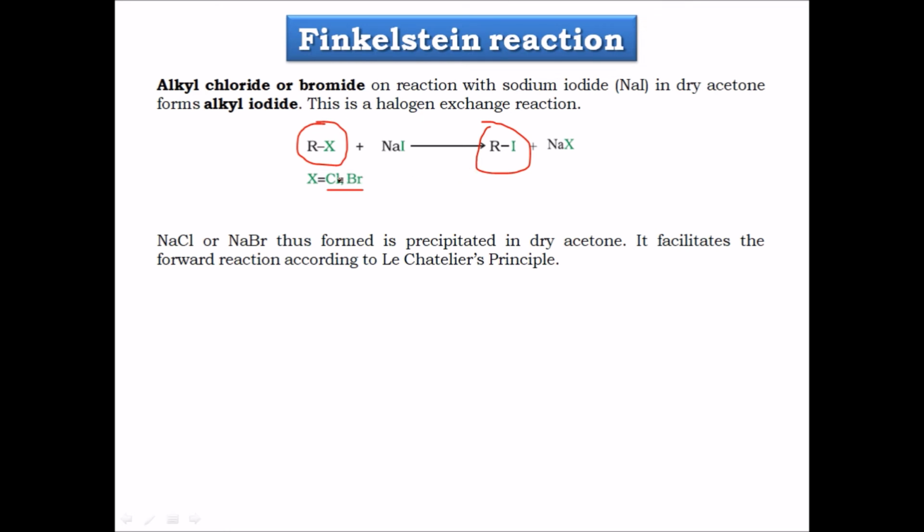So in place of chlorine or bromine, we are now adding iodine. It means we can take this reaction as an exchange of halogens, so this is a halogen exchange reaction. When alkyl chloride or bromide is treated with sodium iodide in an organic solvent, which plays a very important role, acetone also, in the presence of acetone it results in the formation of alkyl iodide, and along with that we get a byproduct.